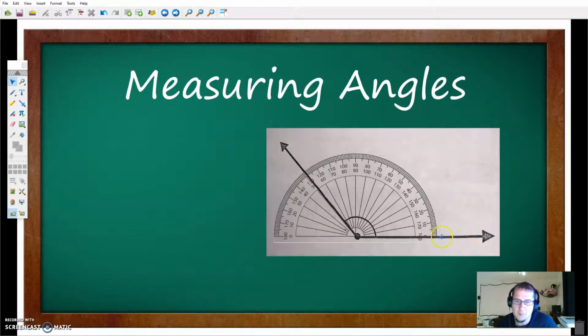So the important parts of measuring those angles are putting the protractor right along the bottom and then counting out from the 0 to there. So I don't want to use this 50 because my 0 is on the outside. I want the outside number.